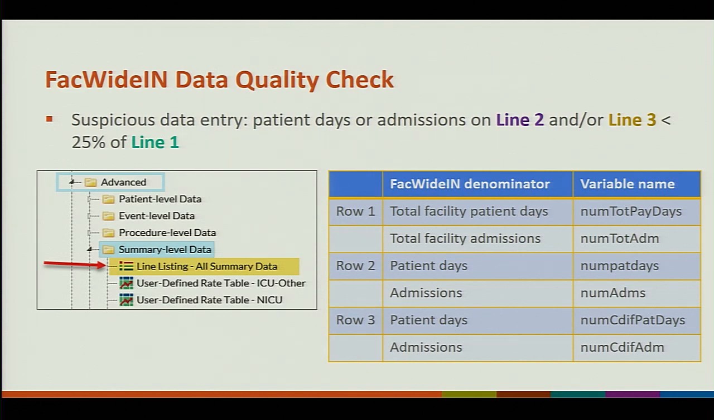In that line list on this screen, you will find the variable name that corresponds to the patient days and admissions on lines 1, 2, and 3.